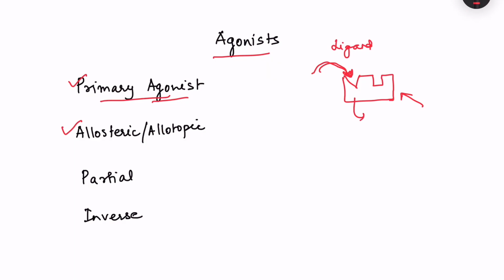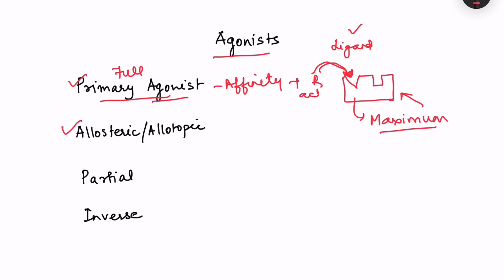And if it causes the full activation of the receptor, then that is a full agonist. So that will give the maximum response of that particular receptor activation. So that is full agonist. A primary agonist binds to the receptor site where the ligand present in the body actually binds. It will have an affinity and it is also going to activate the receptor. Then there is another type of agonist, that is allosteric or allotopic agonist.